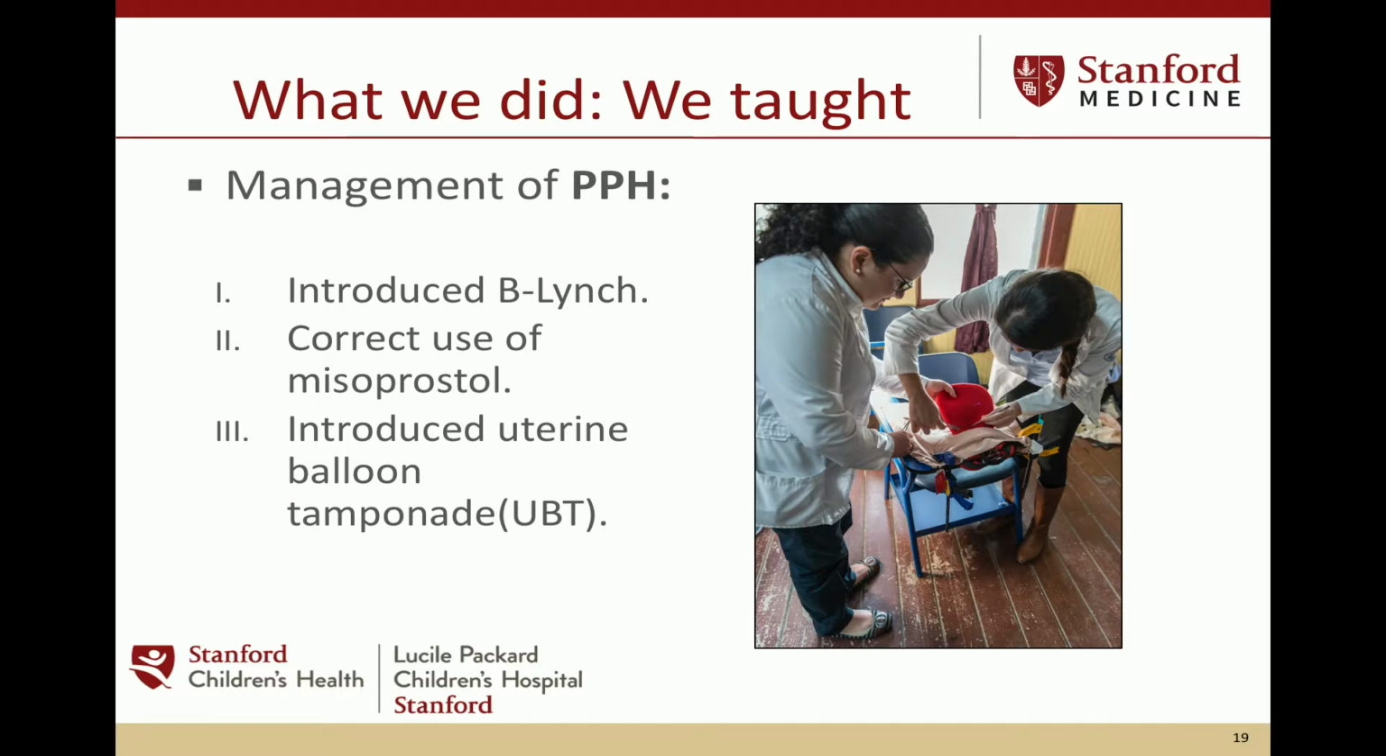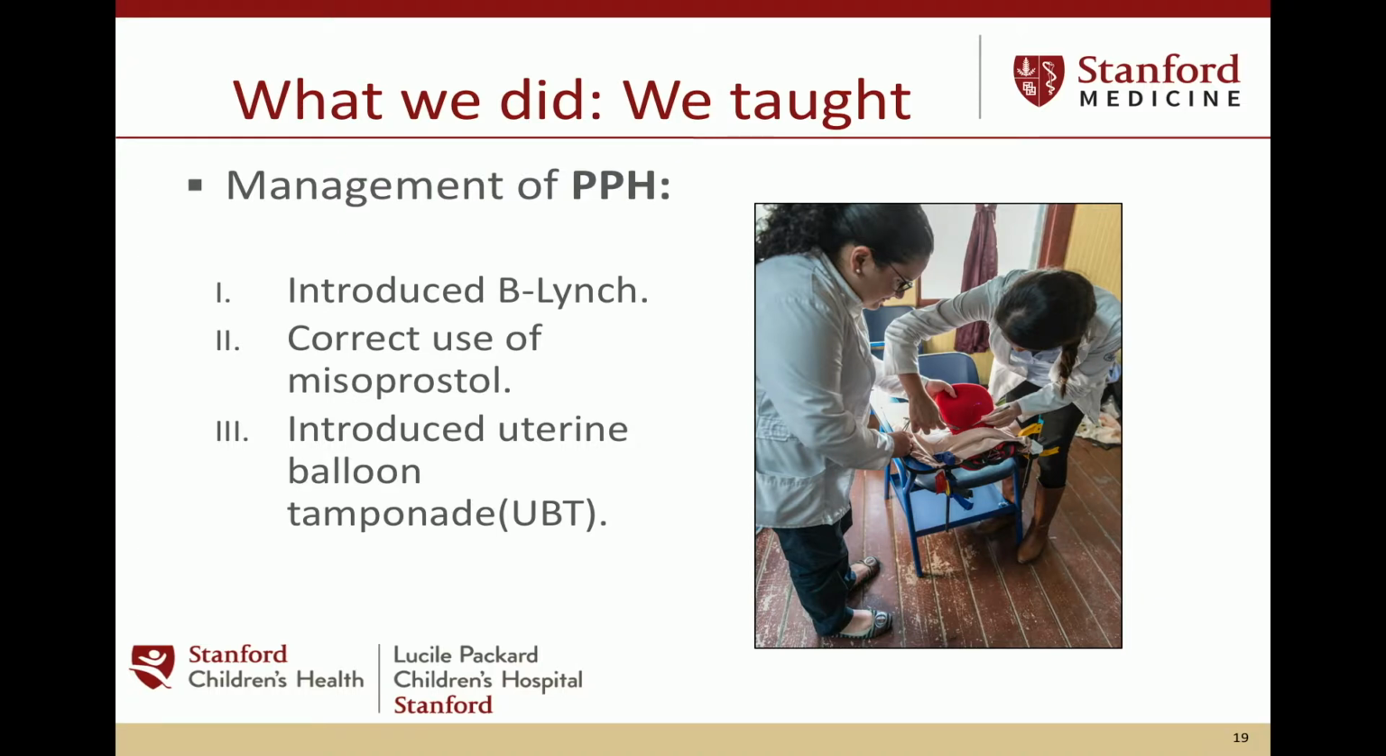One of the things that we taught is how to do a surgical intervention in a way that you preserve the uterus and preserve the maternal life. That's called the B-Lynch. And as you can see in this picture, it's very rudimentary. We use local materials, and we're teaching them how to suture the uterus in a way that it will compress the uterus down, it will stop the bleeding, and that will save mom. And it will preserve future reproduction too.